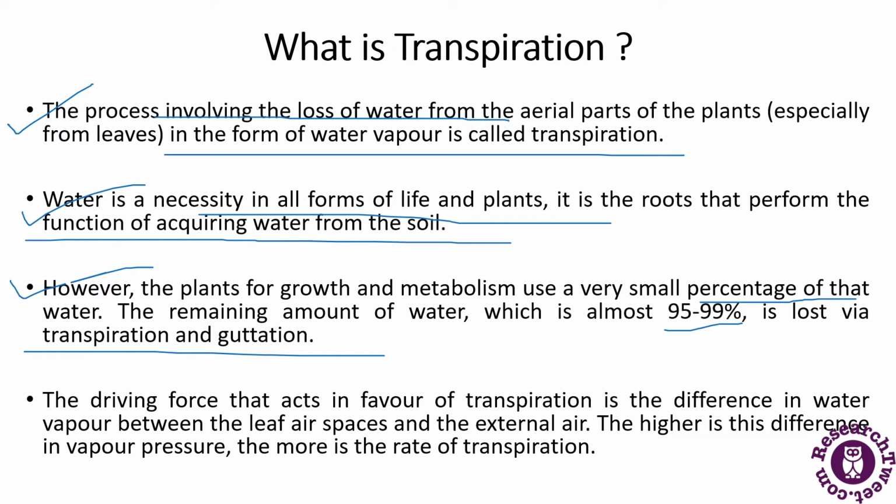The driving force that acts in favor of transpiration is the difference in water vapor pressure between the leaf air spaces and the external air. The higher this difference in vapor pressure, the higher the rate of transpiration. So the two are directly proportional to each other.